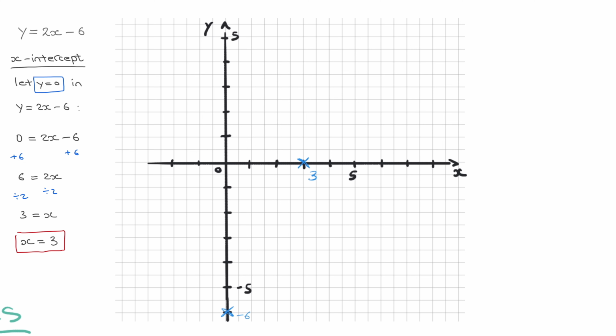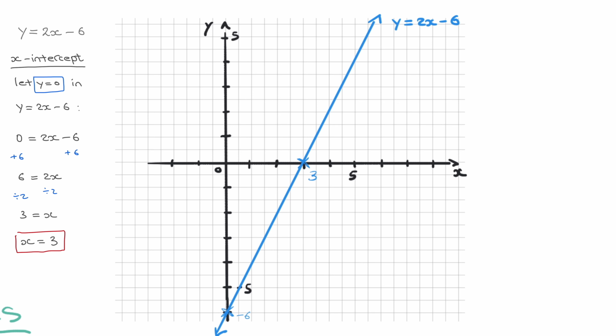Okay, now that we have those 2 points, we're ready to draw the line which passes through them both, which would look something like this. There we go. That's the line whose equation is y equals 2x minus 6.